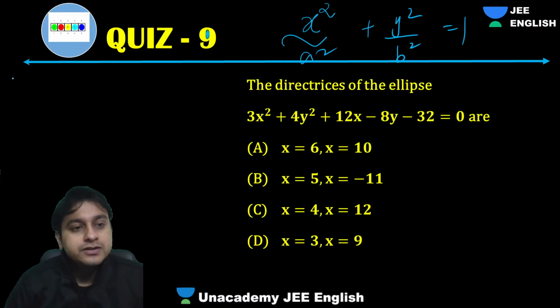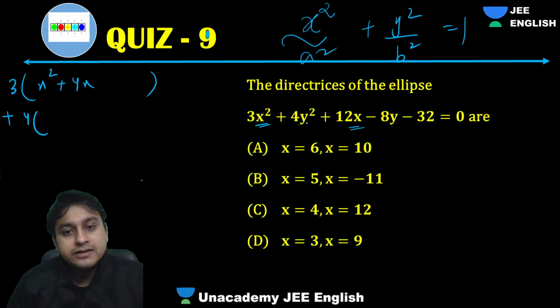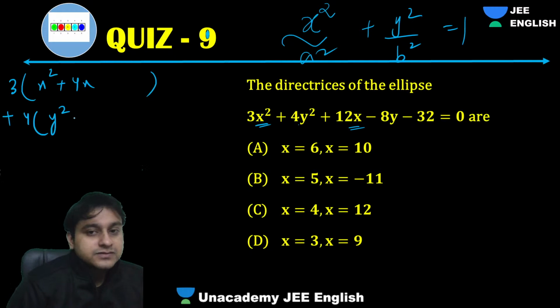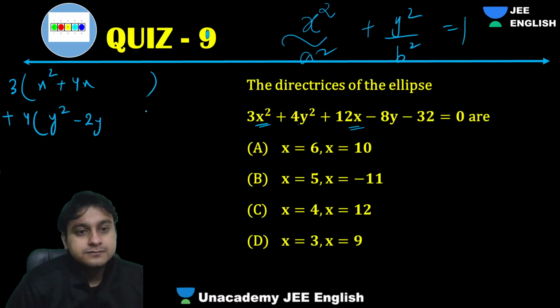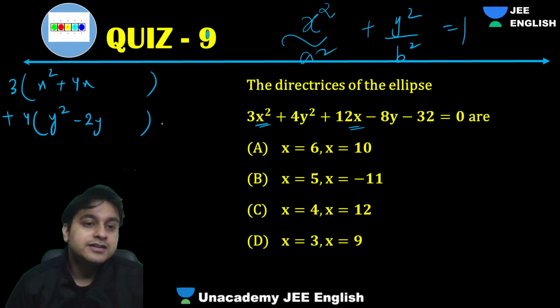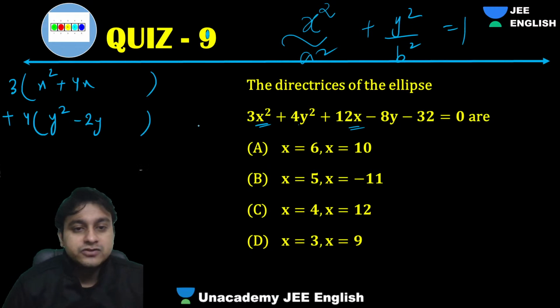So what I'll do is, I'll take x square common in this guy. So what I'll get, x square plus 4x. Okay? Then plus 4, I'll take this common in this guy and this guy. So I'll get y square minus 2y. And then guys, minus 32. So that is already there.